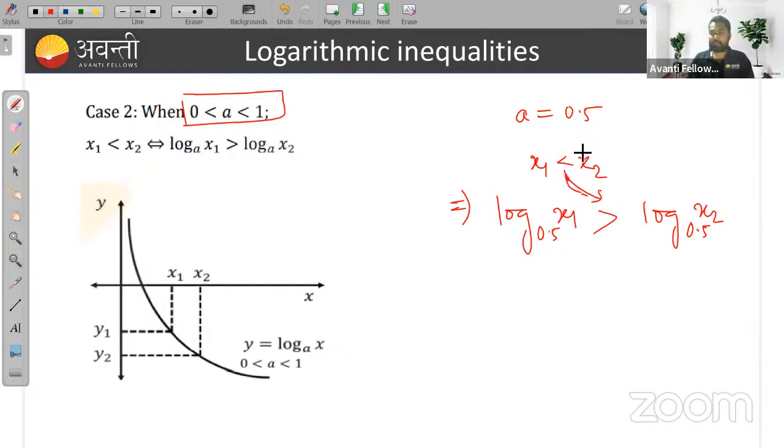The sign of the inequality will change to greater than. Less than becomes greater than. Why? Now, because a is lying between 0 to 1. And in case the base is lying between 0 to 1, then the sign of the inequality will change.